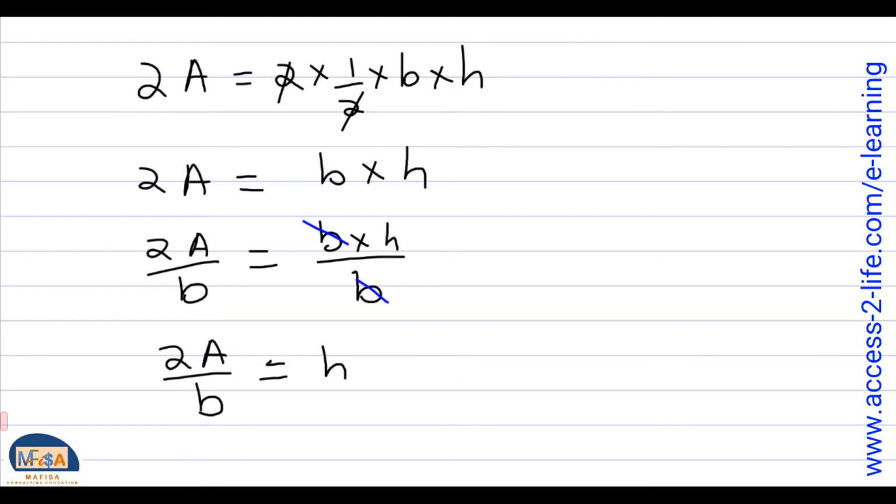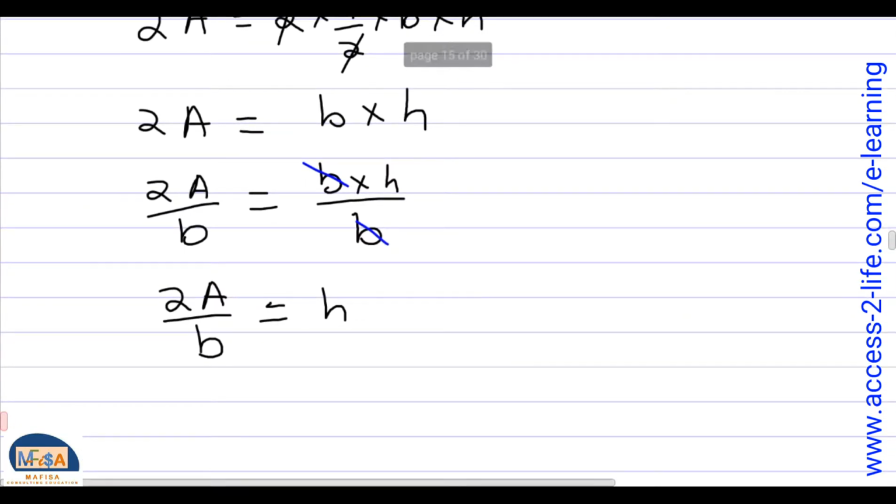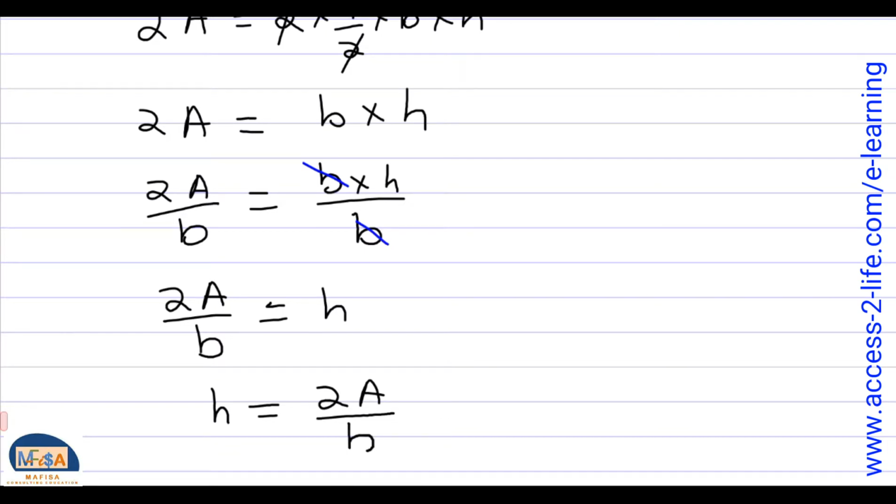Because it's an equals sign, we can just take what's on the left to the right and what's on the right to the left simultaneously, because both sides are equal. So h is equal to 2a over b, and that is how we make h the subject of the formula. Okay, let's see what we've got next.